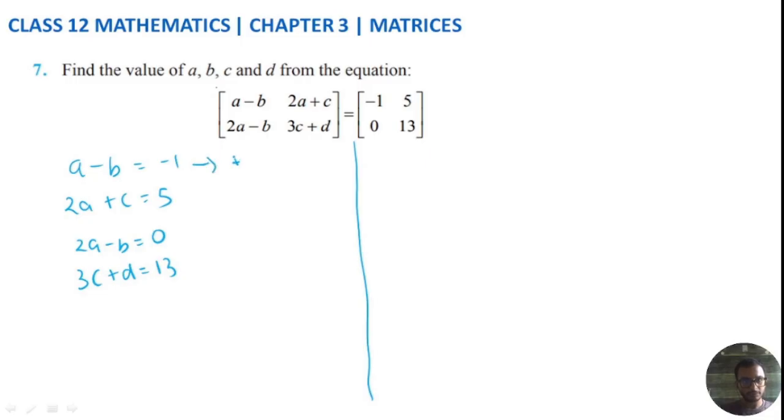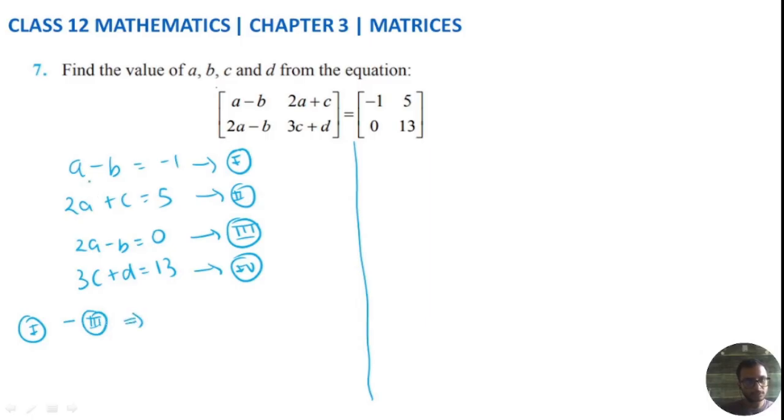So let's name these equations 1, 2, 3 and 4. Now subtract. We need to subtract 3 from 1. That is 1 minus 3 will give us a minus 2a, which is minus a, and minus 1 minus 0, which is minus 1. This gives a equals 1.